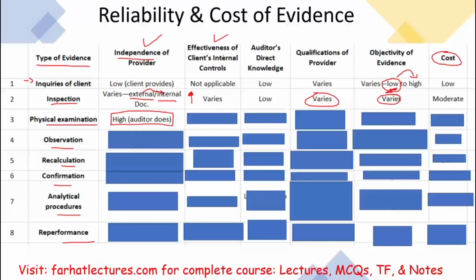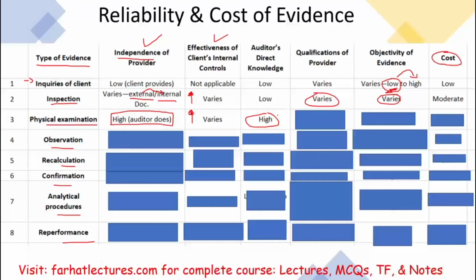Effectiveness of internal control, it all depends. Internal control is the effectiveness of it. If the control is high, then it's good effective internal control. Otherwise, if we are relying on assets that have low internal control, then it's not good internal control. Auditor's direct knowledge, assuming we are expert in what we are discussing, and that's what we assume, then it's high. We always assume it's high.